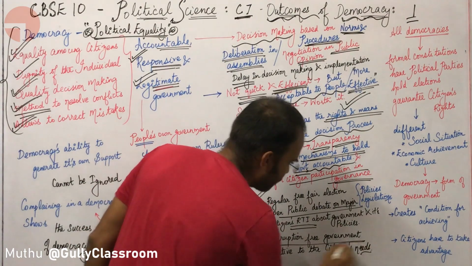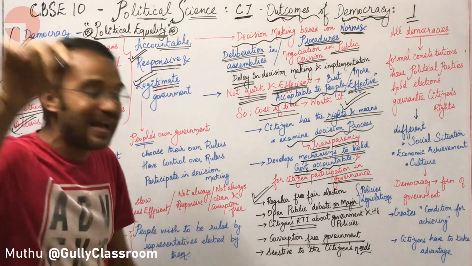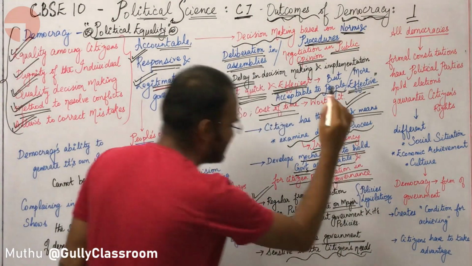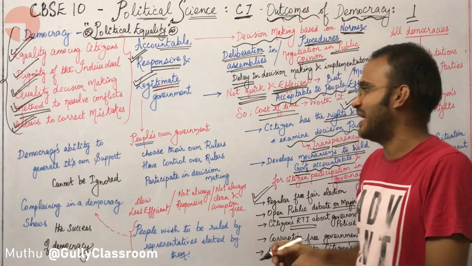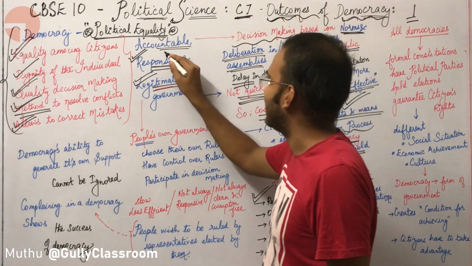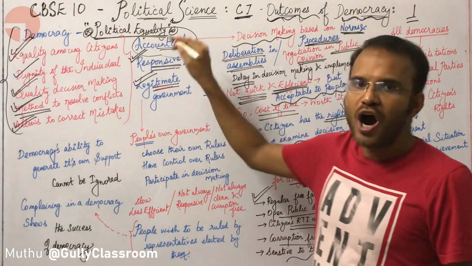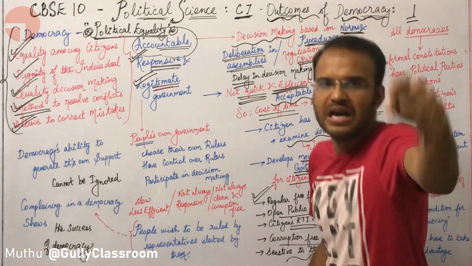There should be a corruption free government and a government that is sensitive to the citizens' needs. A citizen needs a sensitive government. All this comes under accountability of the government. A government must be accountable.